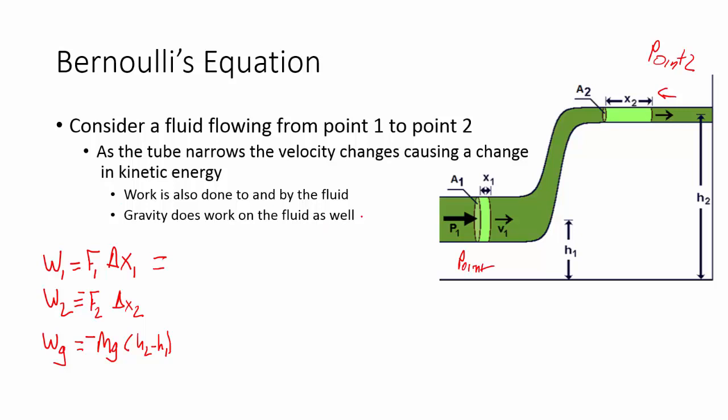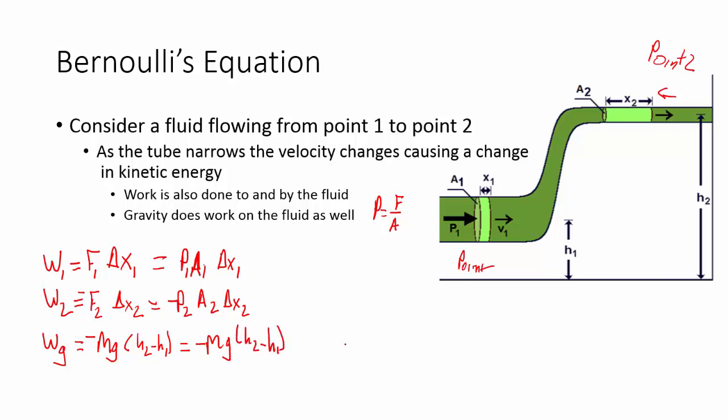So now we're actually going to rearrange these a little bit and get them in terms of pressure. So remember, pressure equals force over area. So that means force is pressure times area. So work 1 is equal to P1 A1 delta x1. Work 2 is equal to negative P2 A2 delta x2. Again, let's keep our negative. And the work done by gravity is equal to negative mg times h2 minus h1.